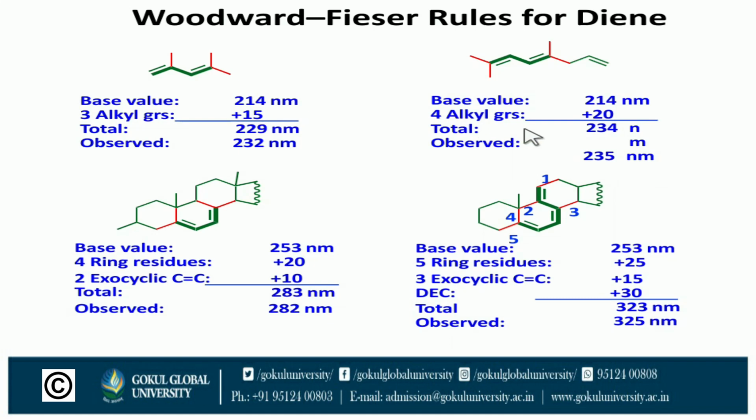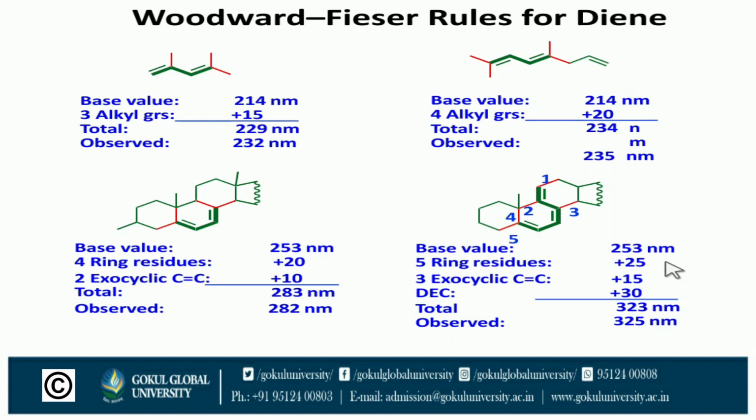4 alkyl groups present here, the base value is non-cyclic, then 240 nanometer. In the 8th example, base value is 253 nanometer, 4 ring residues present here, 1, 2, 3 and 4, then 4 into 5 is equal to 20, 2 exocyclic double bonds are present here, then 2 into 5 equal to 12, then total value 283 nanometer, observed is 282 nanometer.